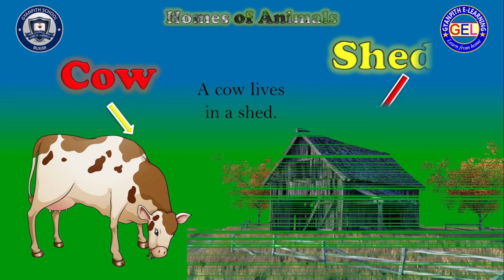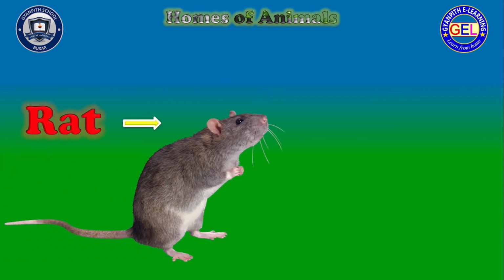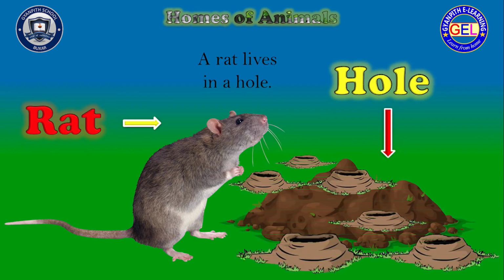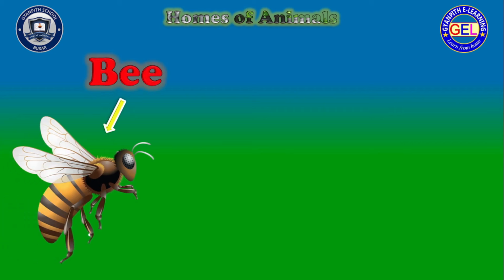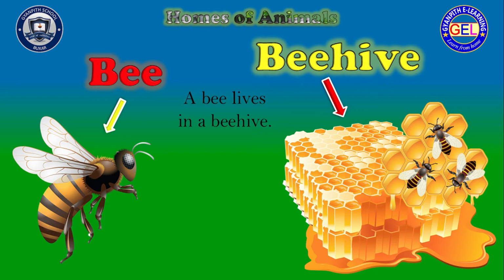Cow. Shed. A cow lives in a shed. Rat. Hole. A rat lives in a hole. Bee. Beehive. A bee lives in a beehive.